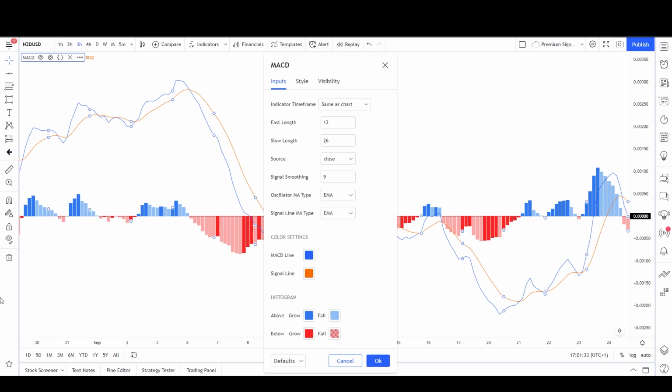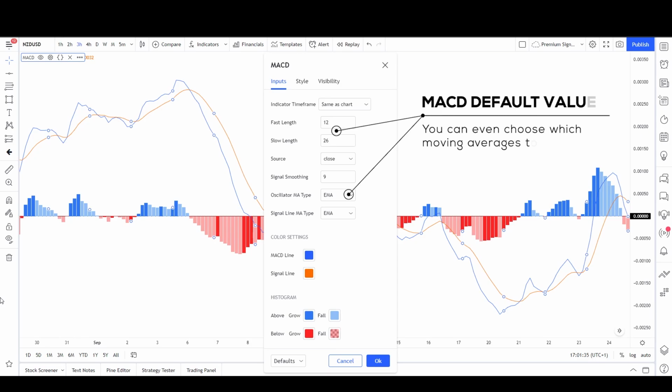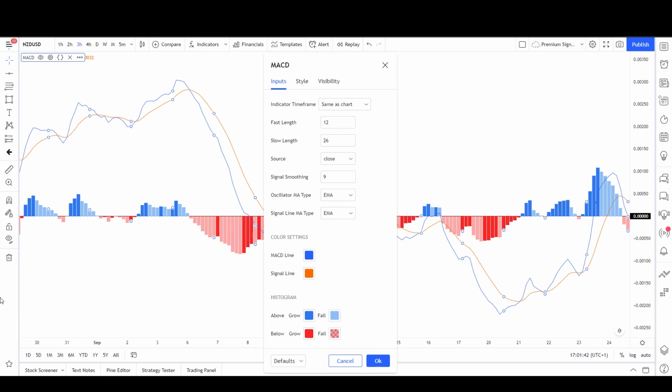So MACD already has its default settings, which are a 12-day faster line and a 26-day slower line, with the number 9 indicating the previous 9 days. However, you may substitute different values based on your trading habits and goals, so always try the technique on them first to see if this is appropriate for you.